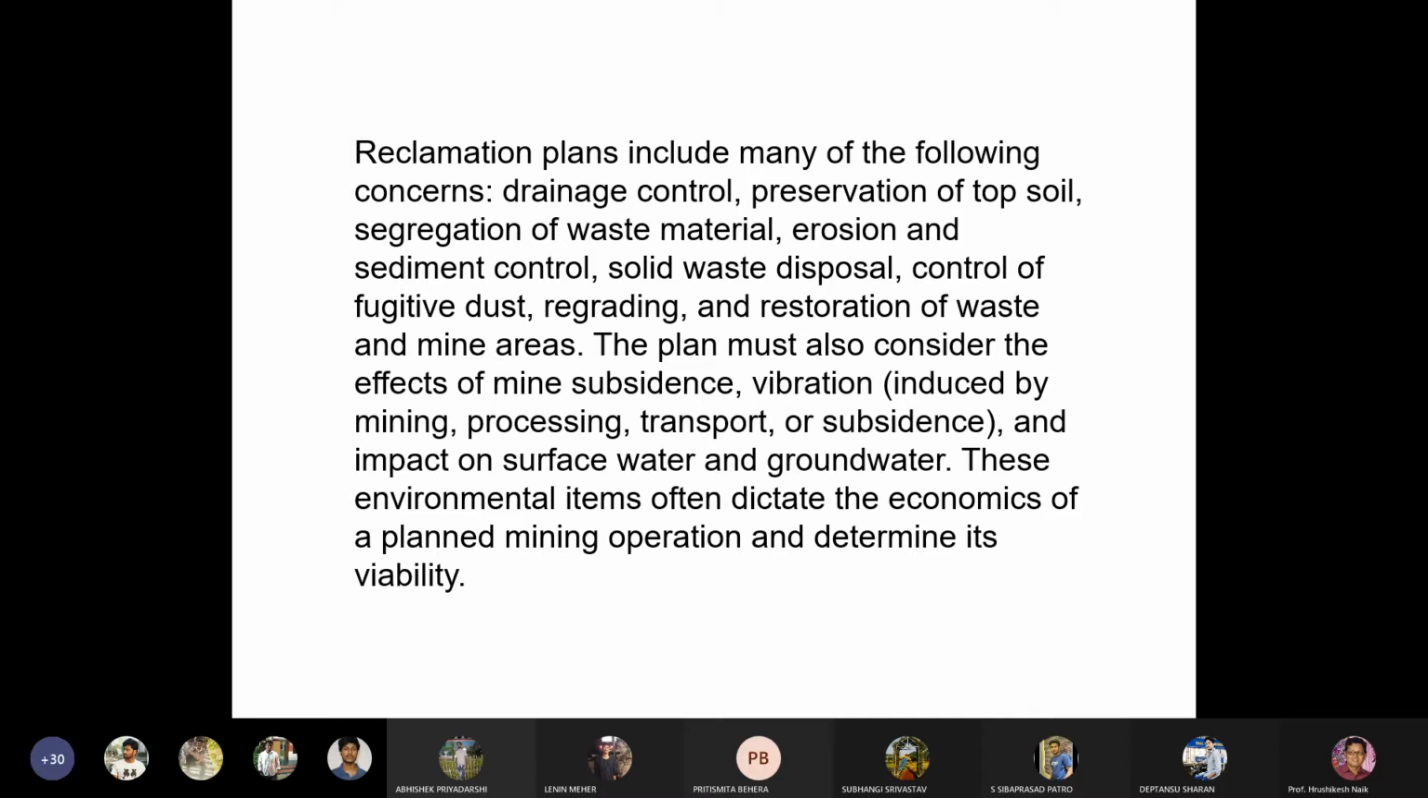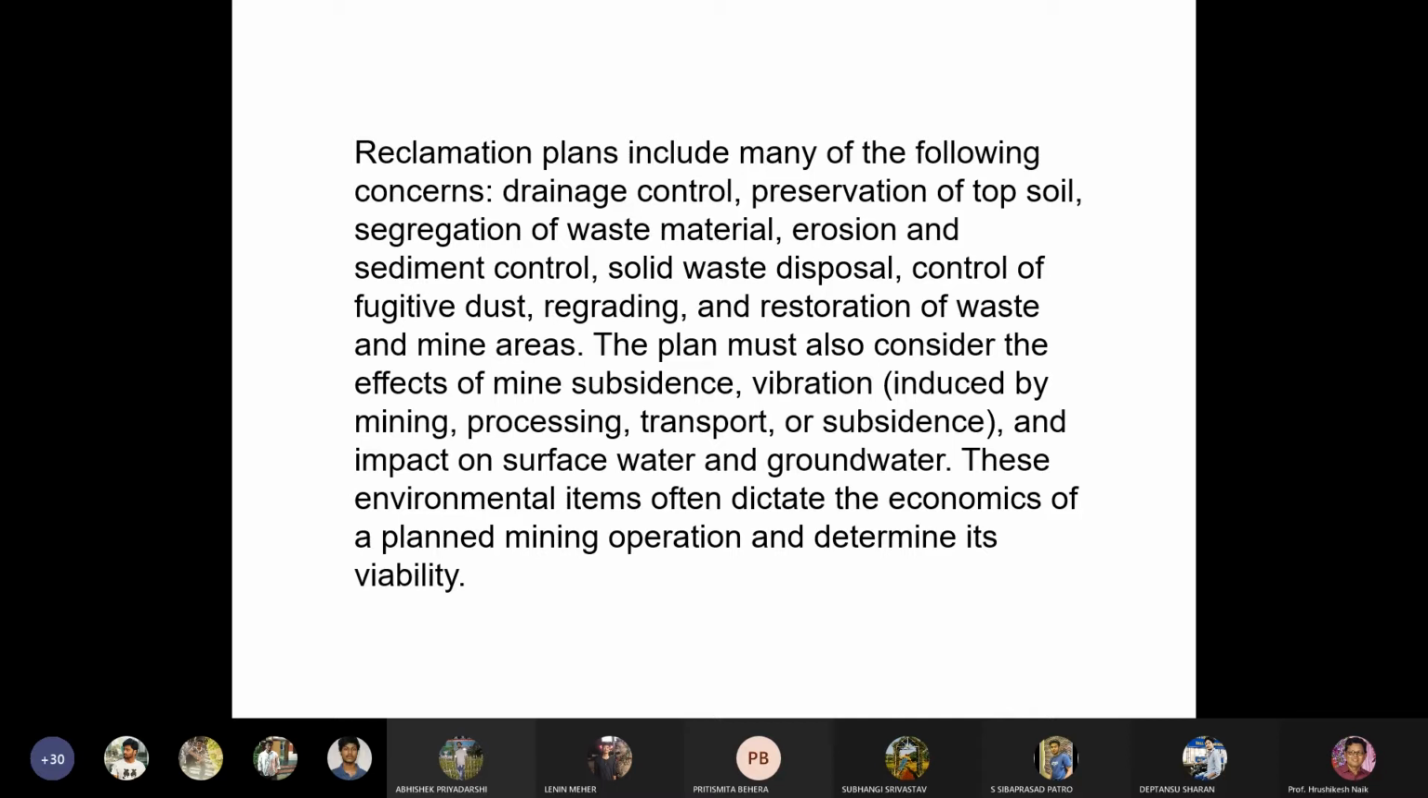The plan must also consider the effects of mine subsidence, vibration induced by mining, processing, transport, or subsidence, and impact on surface water and groundwater. So these environmental items often dictate the economics of a plant mining operation and determine its viability. After this surface mining is over, after you take out the mineral, you should reclaim the land. So mine reclamation is to be carried out as per the reclamation plan.